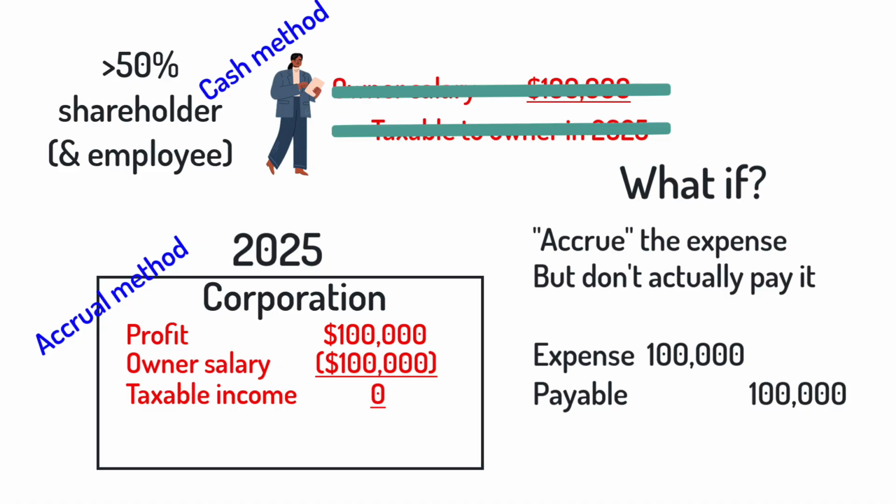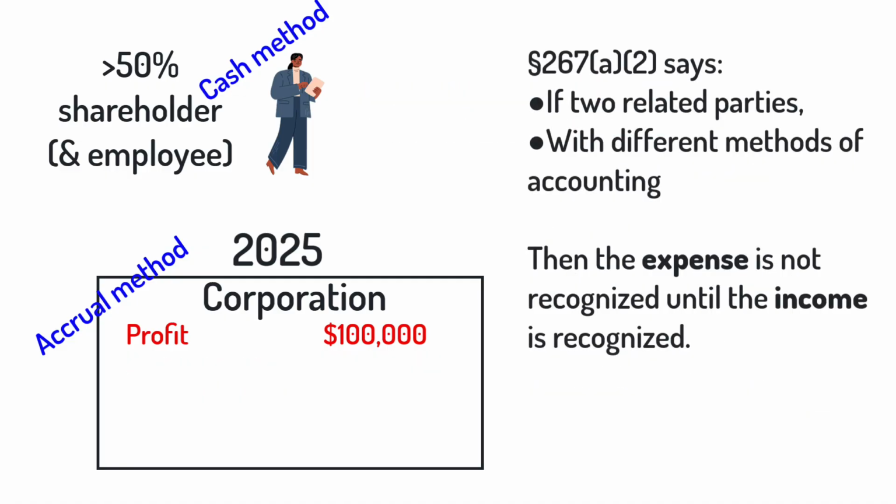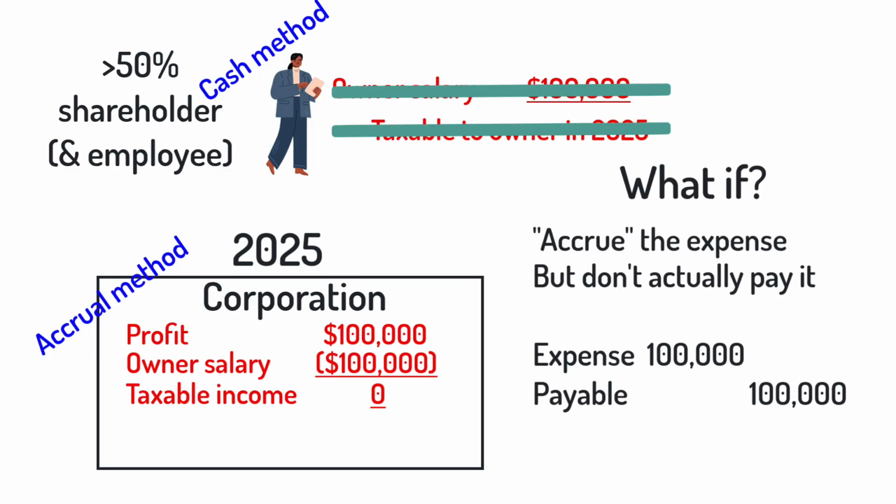Unfortunately, Section 267(a)(2) prevents this from happening. It says that if two related parties, and that's what we have here, with different accounting methods, and that's what we have here, then an expense is not recognized until the income is recognized.